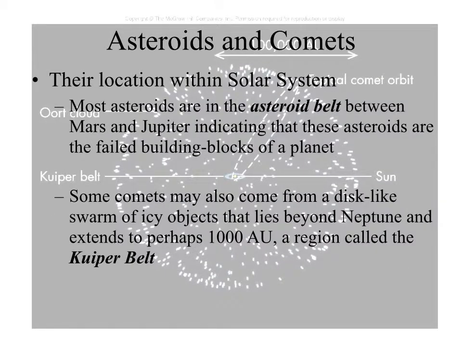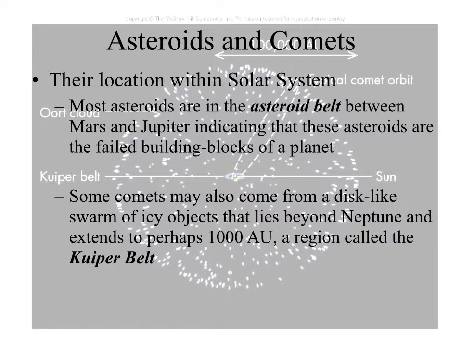Comets mainly occur in the Oort cloud, and asteroids are located in what we call the asteroid belt between Mars and Jupiter, indicating that these asteroids are failed building blocks of a planet. And when one looks at Bode's theory, Bode shows exactly where this asteroid belt is. There should have been a planet.